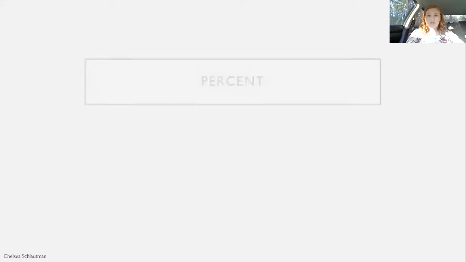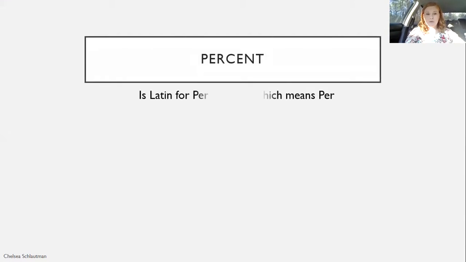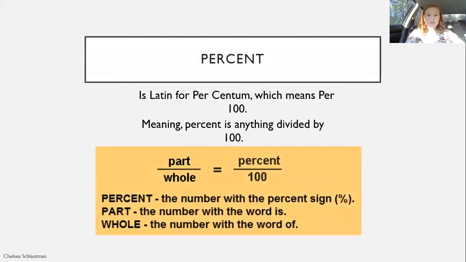So first of all, we're going to look at a percent. Do any of you know what a percent is? Well, the word percent is Latin for percentum, which means per 100, or basically means anything divided by 100. Here is a little visual just to show you how a percent is written as a fraction, but it also gives us a better understanding of what percent means. The percent is a part of a whole. The whole is 100%.